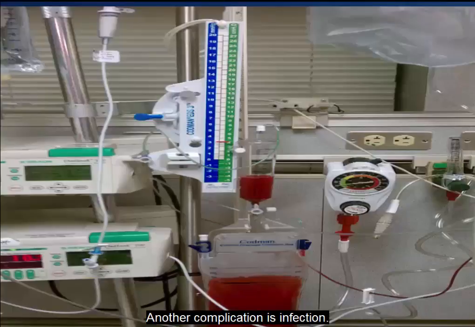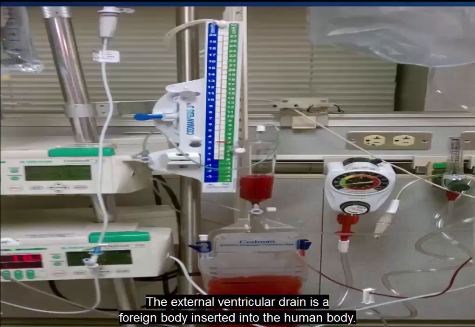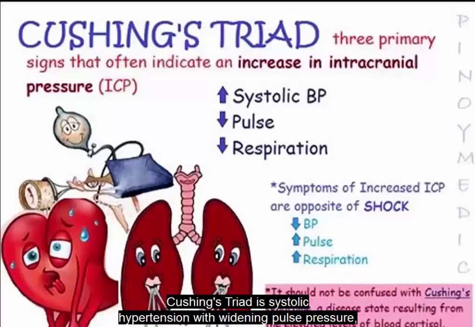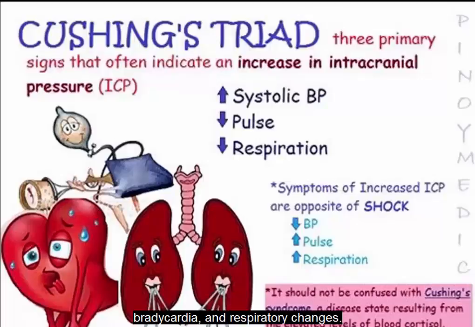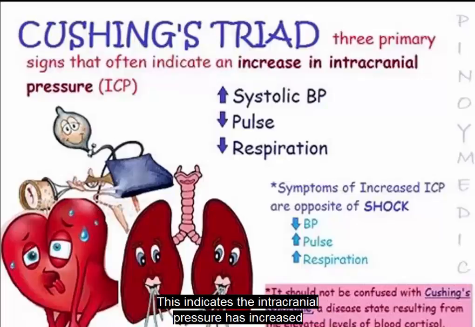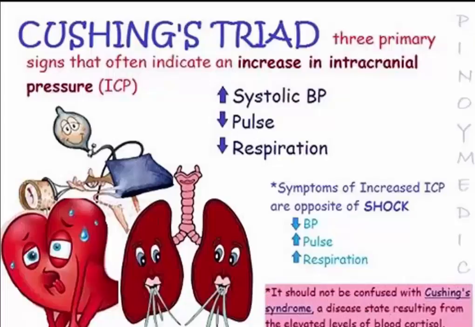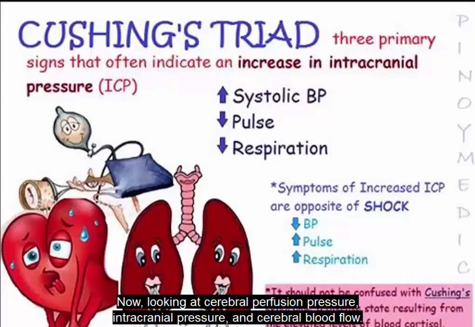Another complication is infection. The external ventricular drain is a foreign body inserted into the human body. It can serve as an object for bacterial attachment and cause an ascending infection. Cushing's triad is systolic hypertension with widening pulse pressure, bradycardia, and respiratory changes. This indicates the intracranial pressure has increased and brain herniation may be imminent unless immediate action is taken to reduce ICP. Now looking at cerebral perfusion pressure, intracranial pressure, and cerebral blood flow.